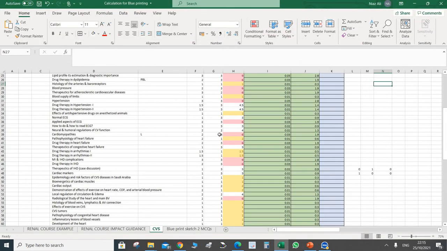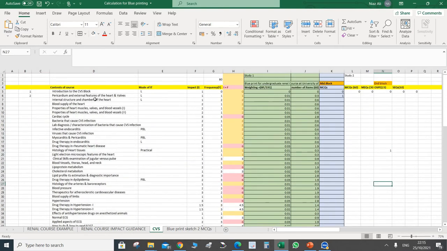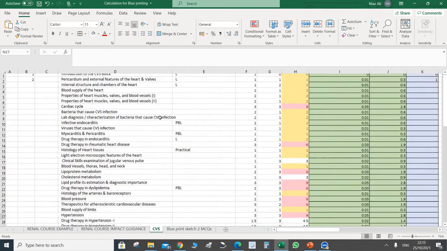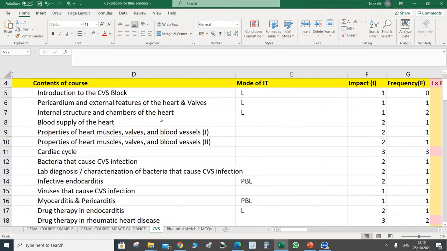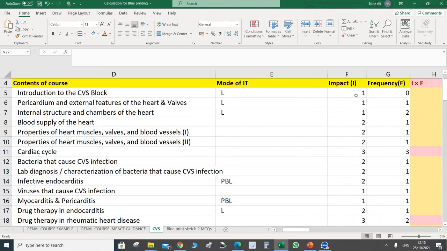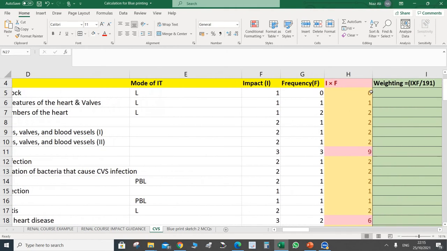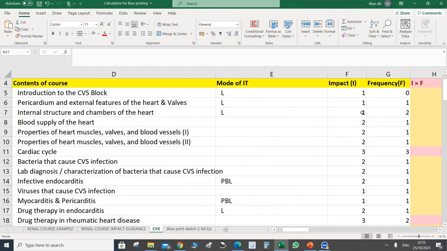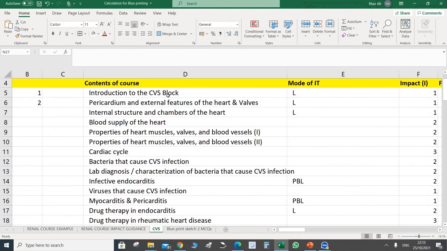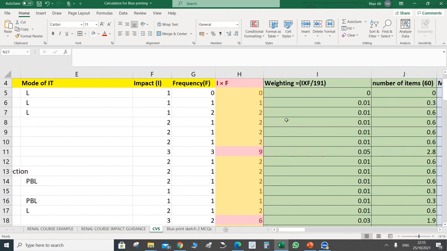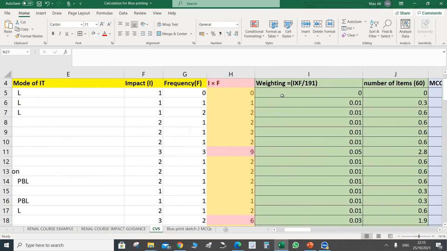So I'm going to share this with you. Yes, this is an Excel file of the cardiovascular course contents. If I make it bigger for you, you see these are the contents. Then the mode of information transfer, the impact, and the frequency. Frequency cannot be 0 because this was an introductory lecture, so we place this in the primary timetable at the opening of the course, just for the students' guidance.